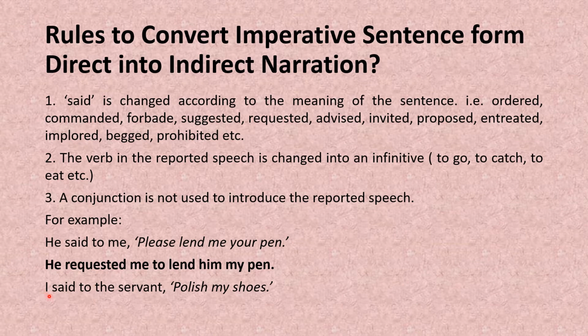Here is the second example. I said to the servant, "Polish my shoes." You will say, I ordered the servant to polish my shoes. Said to is changed into ordered according to the sense of the sentence, as the person is ordering the servant. And after omitting commas, we haven't used any conjunction. The verb polish is changed into to polish.